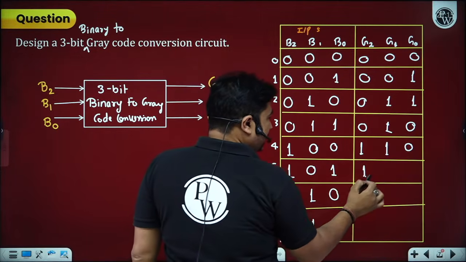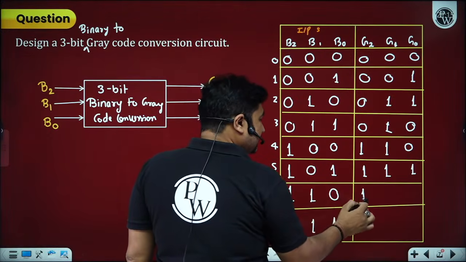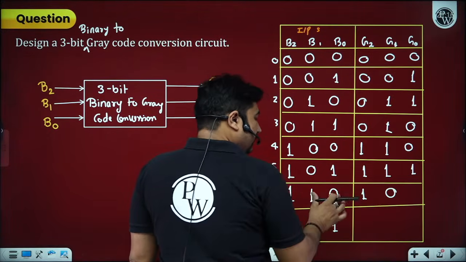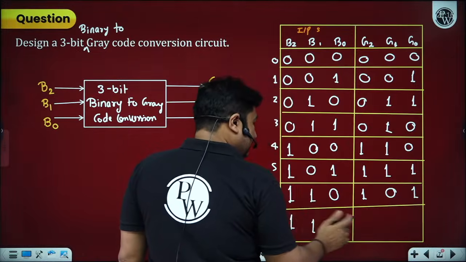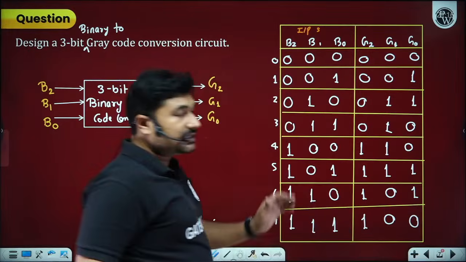MSB as it is, for different we will get 1. For different we will get 1. MSB as it is, for same we will get 0. For different we will get 1. MSB as it is, for same we will get 0. For same we will get 0. So these are the Gray code.